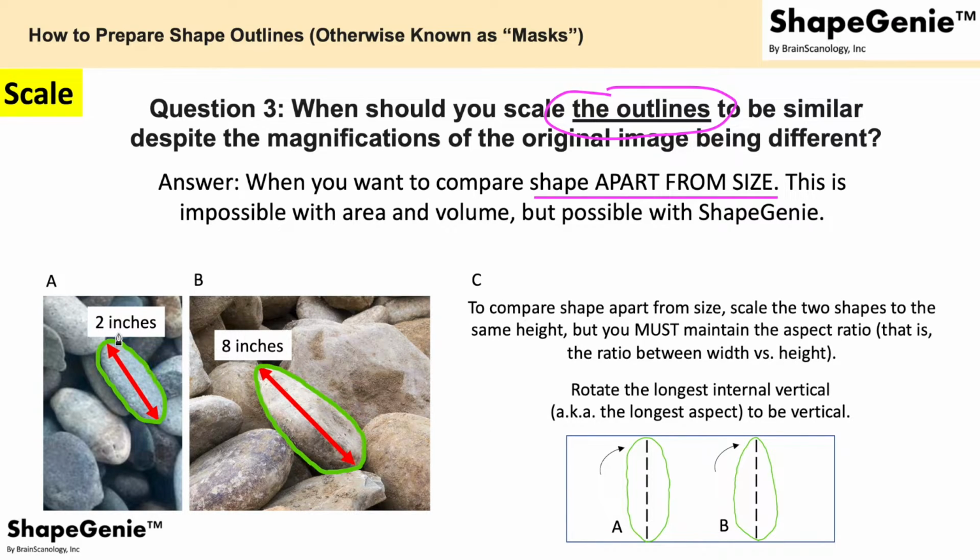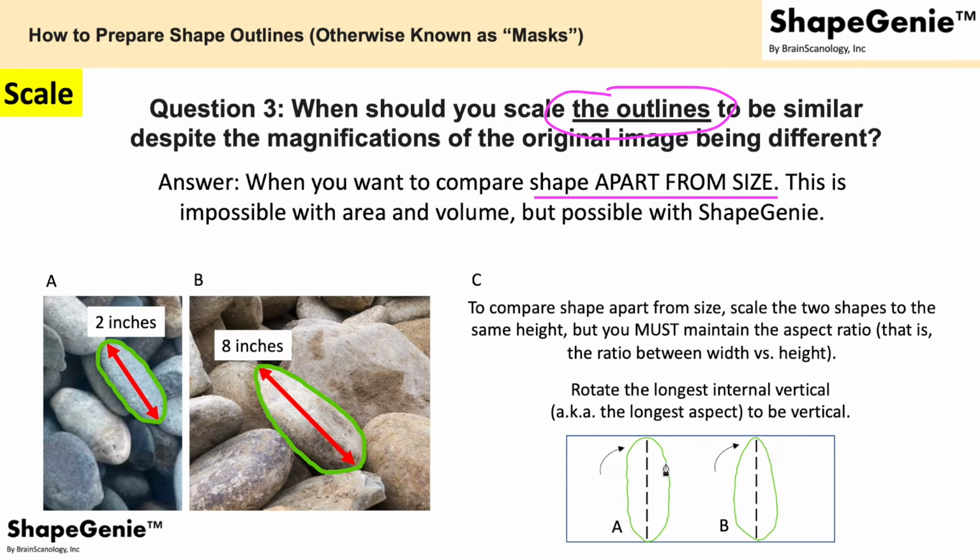So panel C are outlines of the rocks in panel A and panel B. But what I've done is I've found the longest length within them, also known as the longest aspect, and I've rotated both vertically, and then I resized both objects to be the same height based on the dotted line, the longest aspect. And you know they're the same height because they fit in the same rectangle. In this case, Shape Genie can compare the shape of both rocks, even though the rocks came from images that are of different dimensions and magnifications.